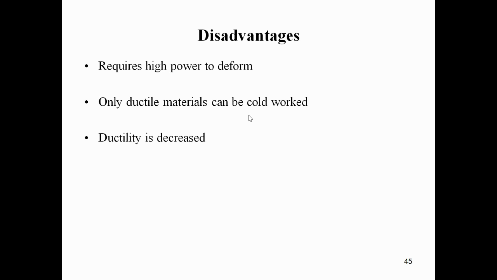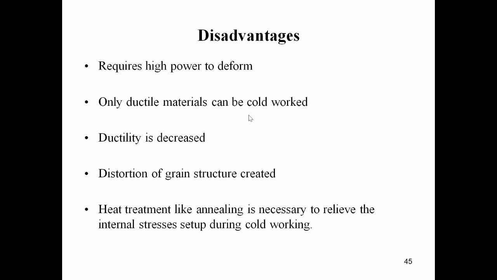Next, we can see the disadvantages of cold rolling. It requires high power to deform the metal. Only ductile metals can be cold worked. Ductility is decreased and distortion of grain structure is created. Heat treatment processes like annealing are necessary to relieve the internal stresses set up during the cold working.